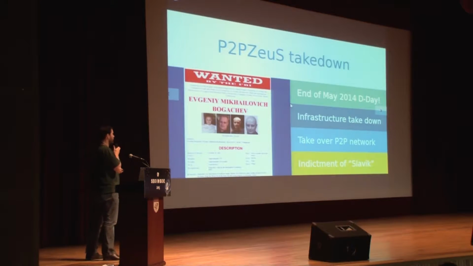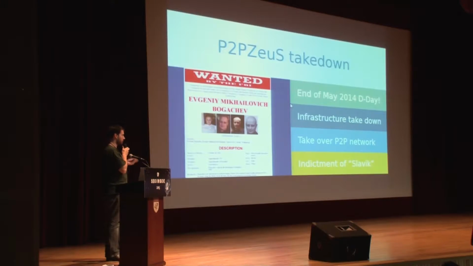Basically, this guy was indicted last year. He was indicted at the end of May, and at the same time, the infrastructure was taken down, so all these servers that we saw, and the peer-to-peer network was taken over. So by poisoning nodes and doing some tricks, they were able to reroute all the peer-to-peer traffic to a select number of nodes and be able to control them.